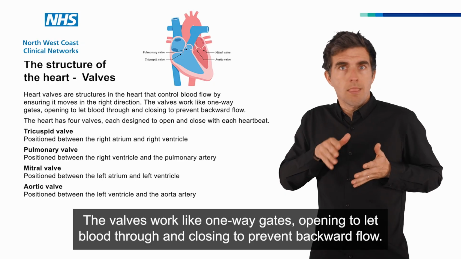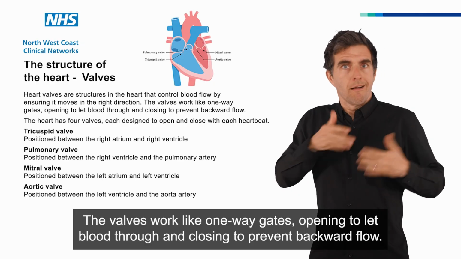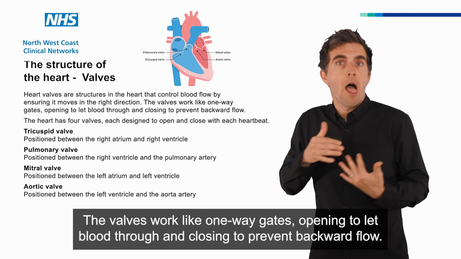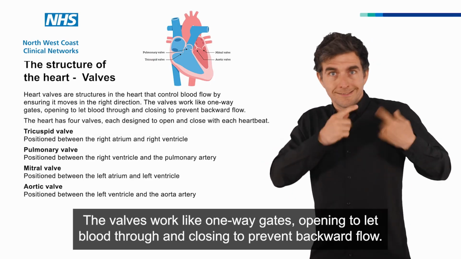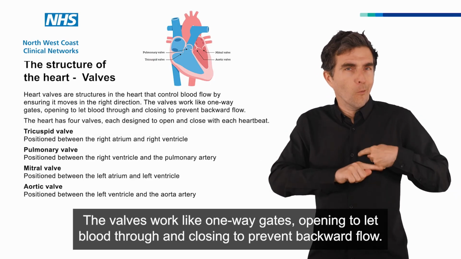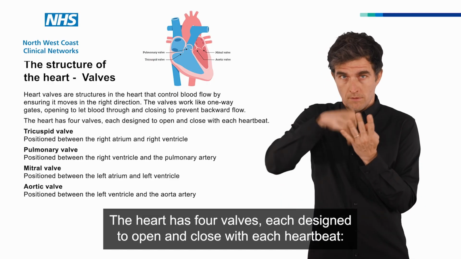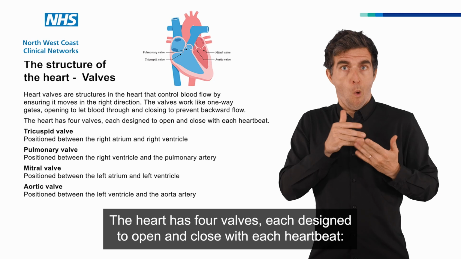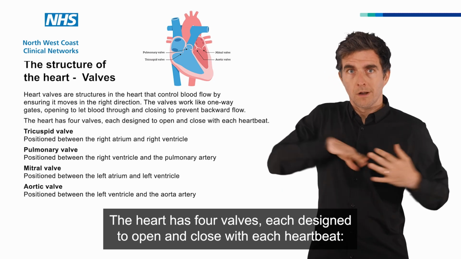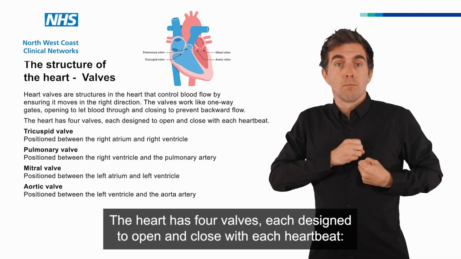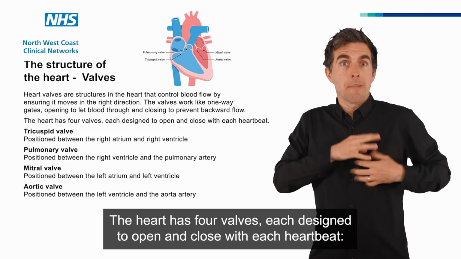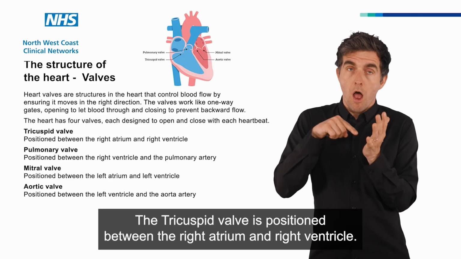The tricuspid valve is positioned between the right atrium and right ventricle. The pulmonary valve is positioned between the right ventricle and the pulmonary artery. The mitral valve is positioned between the left atrium and left ventricle. The aortic valve is positioned between the left ventricle and the aorta artery.